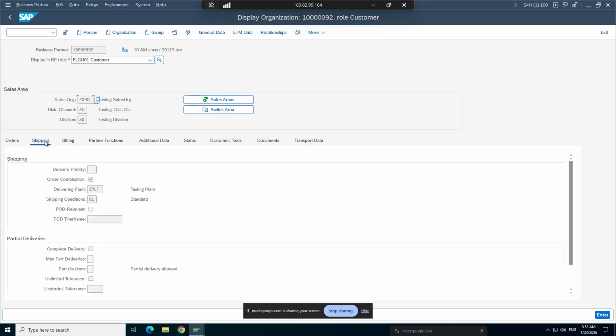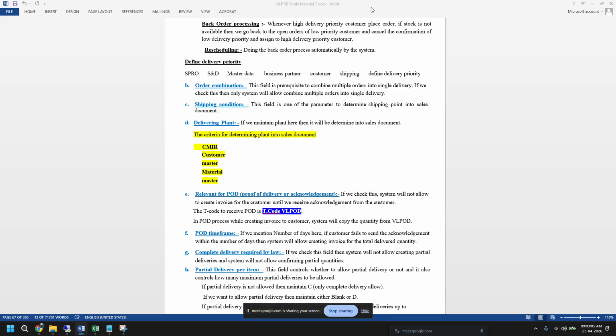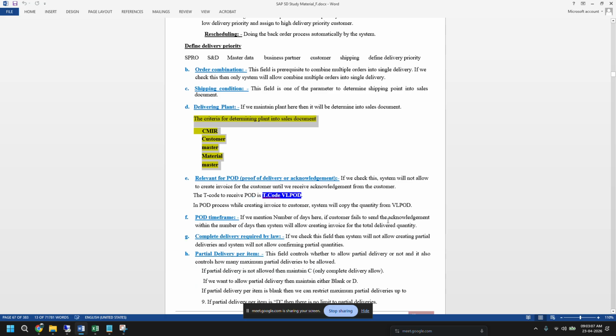Okay, so we were under this one. Shipping condition we have covered. Now this POD relevance and POD time frame. These two are interconnected basically. What do we use it for?